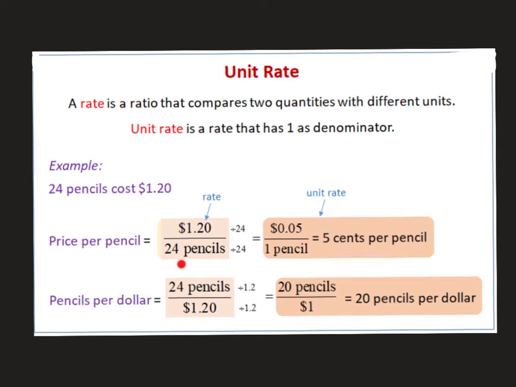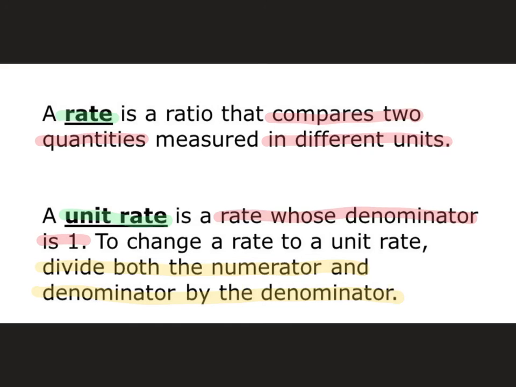In the last slide here, the denominator was 24, so we divided both the denominator and numerator by 24 to get our unit rate. Here our denominator was $1.20, so we divided both our denominator and our numerator by our denominator so that we got 1, and then that changes our top. So please add these two definitions to your interactive notebook.